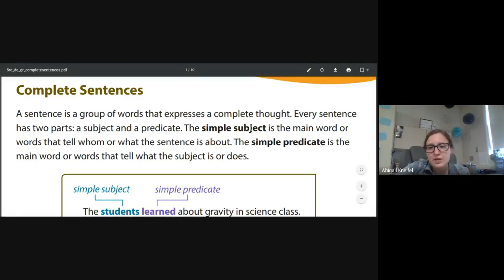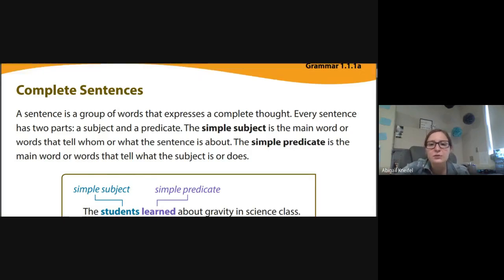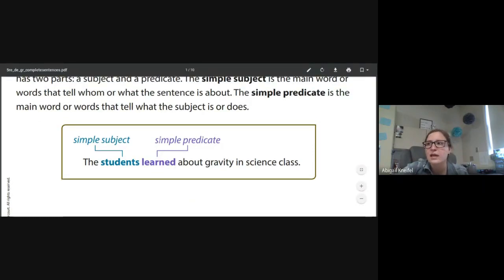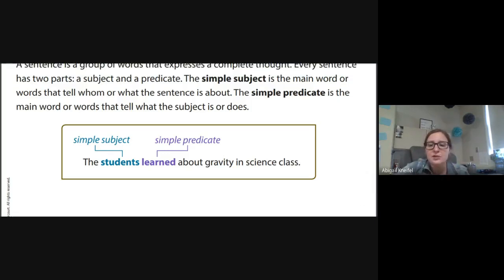A simple subject is the main word or words that tell whom or what the sentence is about. And the simple predicate is the main word or words that tell what the subject is or does. It sounds kind of confusing the way they explain it, but we're going to do some practice ones together. It's a little bit easier than we think. In this example, the students is the simple subject because that's who it's about. Then the simple predicate is learned, which is in purple, because that's what they're doing. So the students, subject, that's who it's about. Learned, predicate, about gravity in science class.